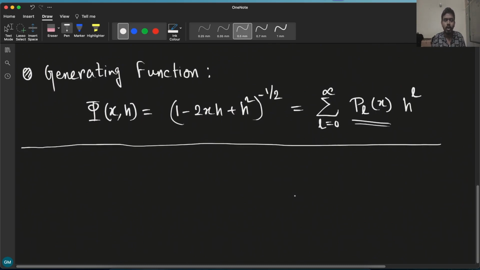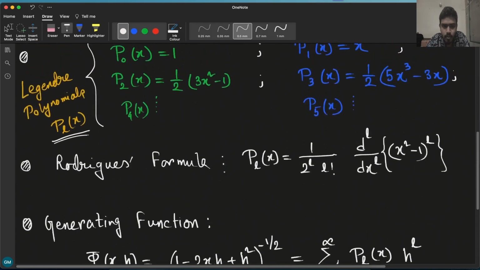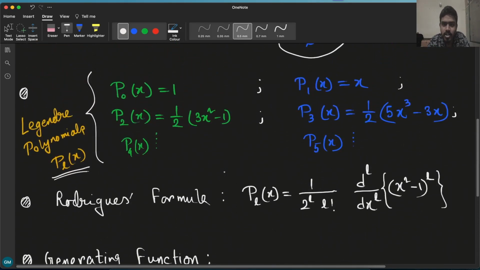Good. So today what we will discuss is the orthogonality property of Legendre polynomials. So these Legendre polynomials, P0(x), P1(x), P2(x), these are orthogonal to each other. But these are functions, right? So there is no sense of directionality here. So what do we mean by orthogonality?